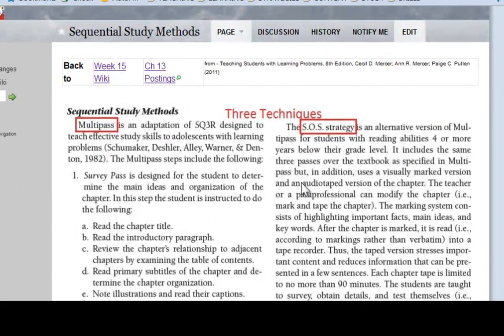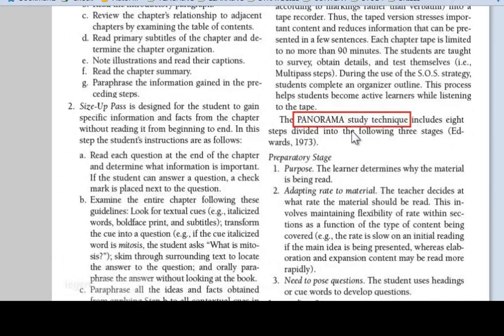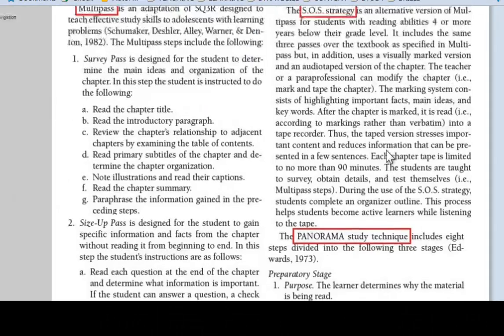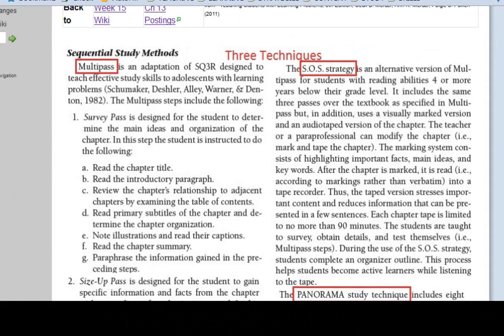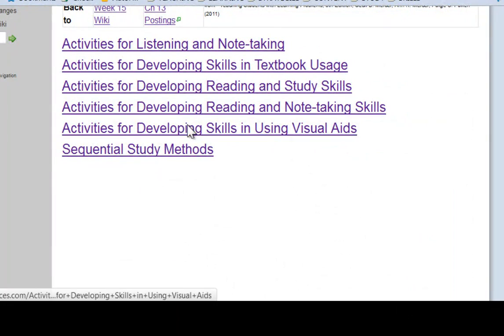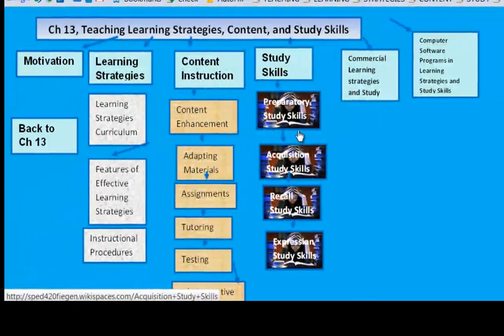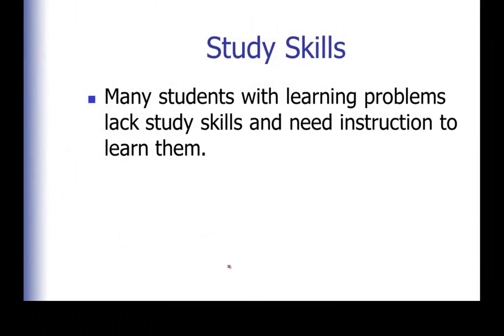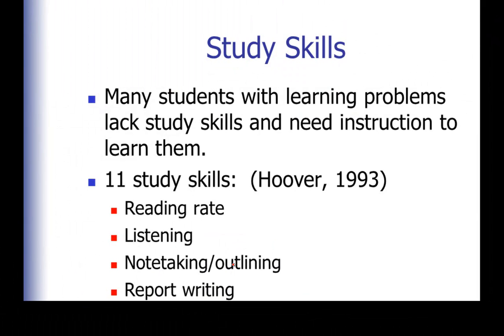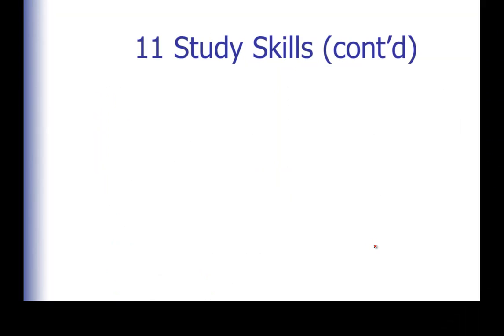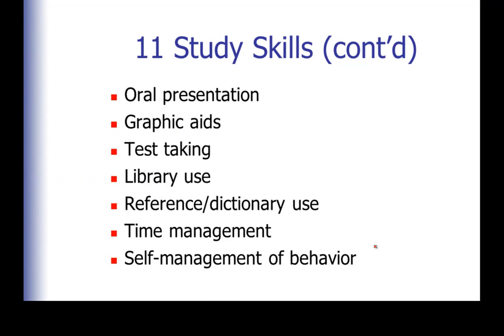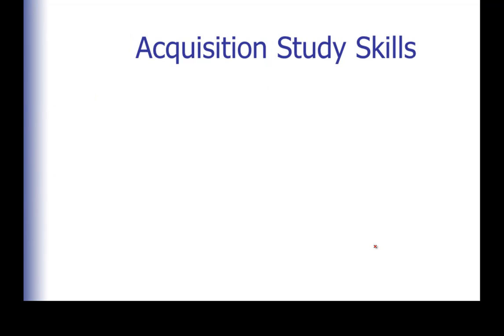Sequential study methods is very interesting. Three techniques: a multipass method, an SOS strategy method, or a panorama study technique. Three different ones. All right. Let's see what the notes say about it. Here it is, the reading rate, listening, note-taking, outline, report writing, all things that they need to be able to do to be successful in the class. And here's all those different things I just told you about. Acquisition skills.